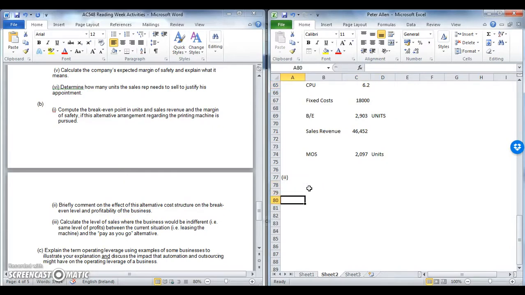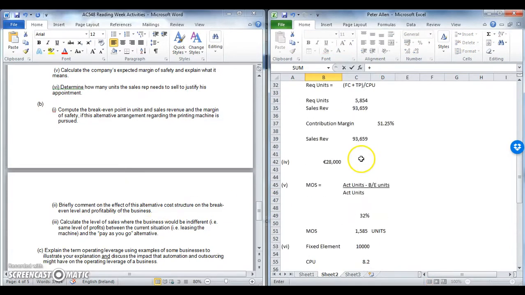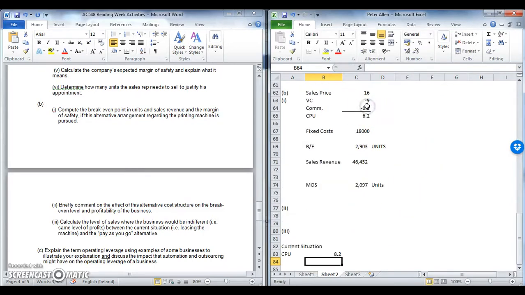The final one then is again what I call a stretch element in the question, which you expect 4 or 5 marks for students to get: calculate the level of sales where the business will be indifferent between the current situation, i.e. leasing the machine, and the pay-as-you-go alternative. So essentially what you want to figure out is, at what sales level are you indifferent? Okay. So first you have to figure out, what's the current situation? The current situation is the CPU is 8.2. So we'll just use it from up here. So the current situation is contribution per unit is 8.2.